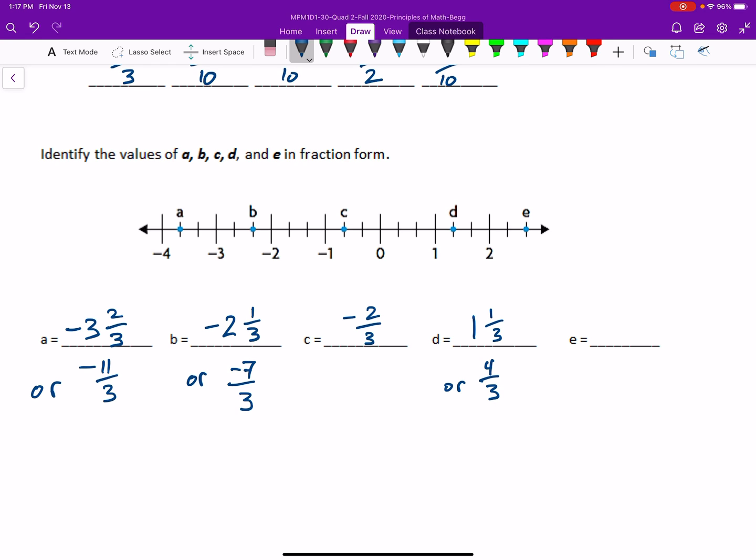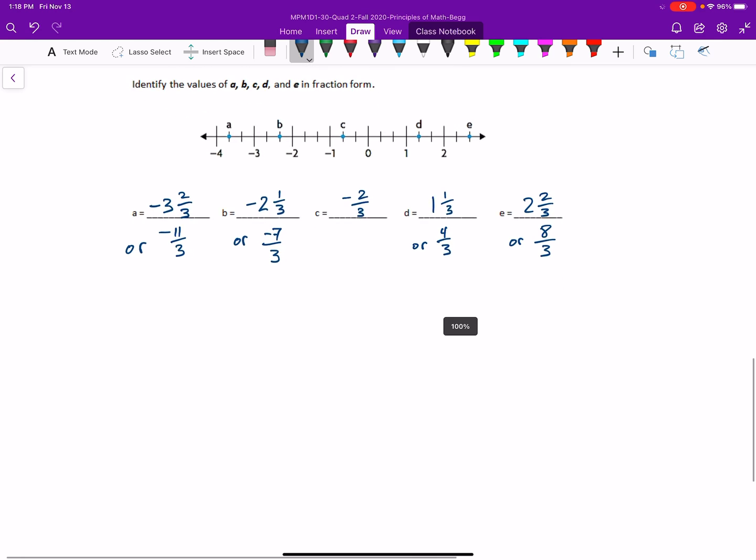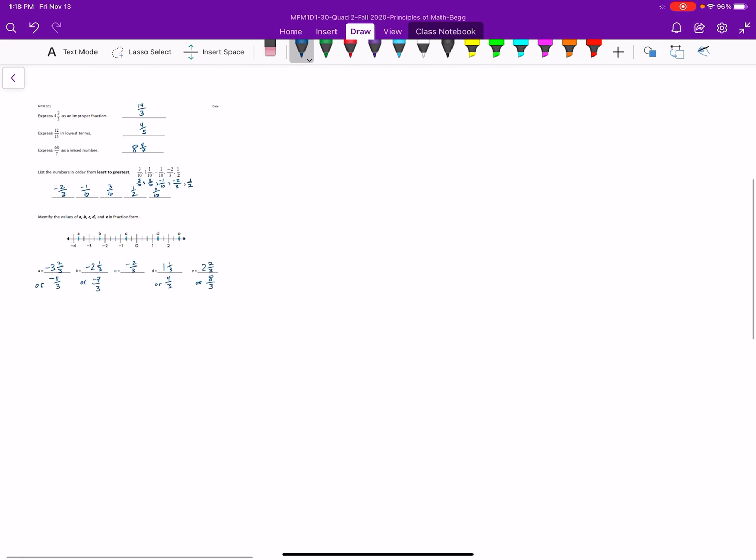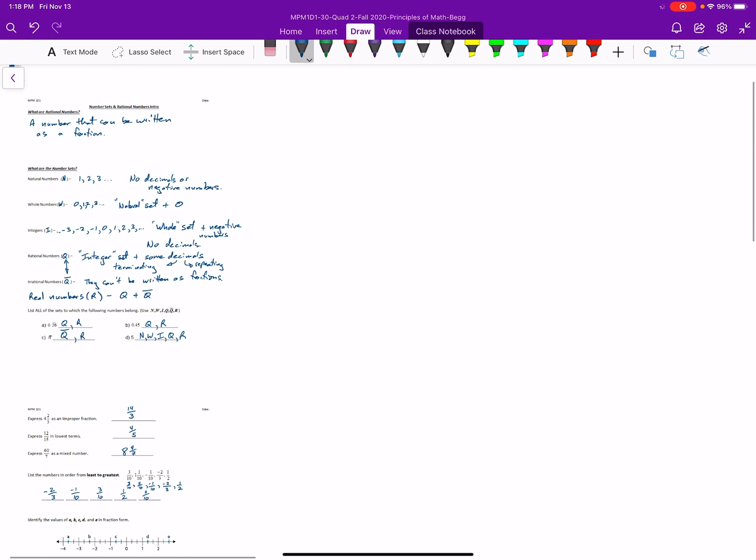And finally, for E part, I've got 2 and 2/3. Change that to an improper fraction if I wish. 2 times 3 is 6, plus 2 is 8. So it's 8/3. And that appears to be that for this lesson.